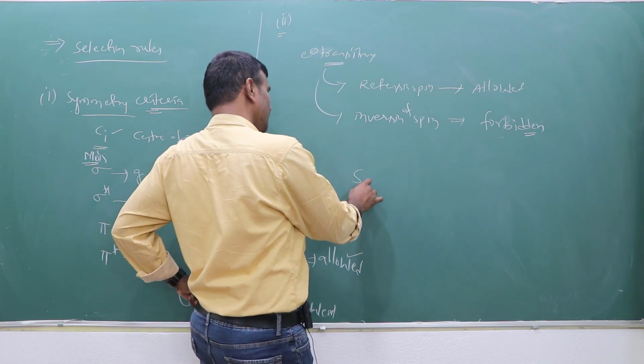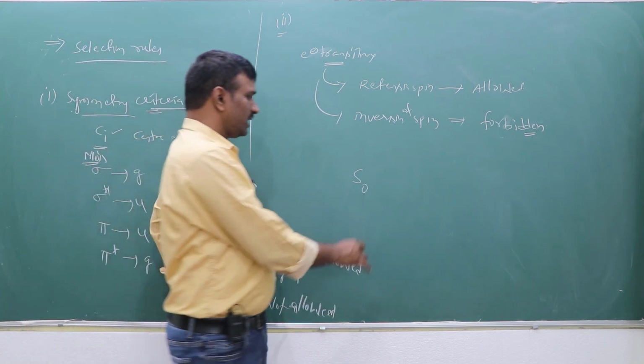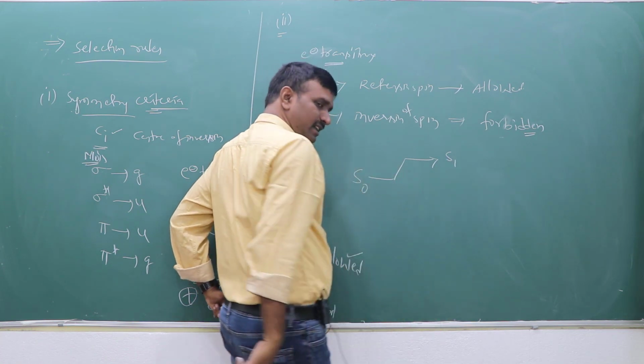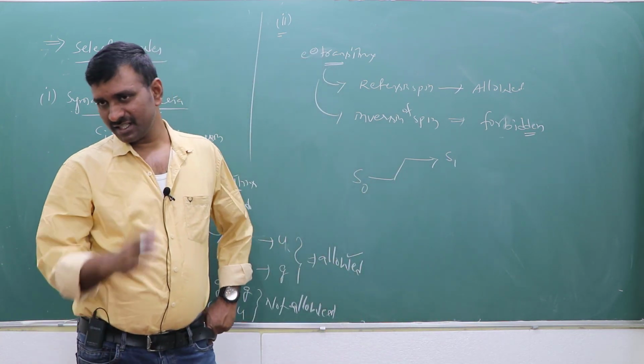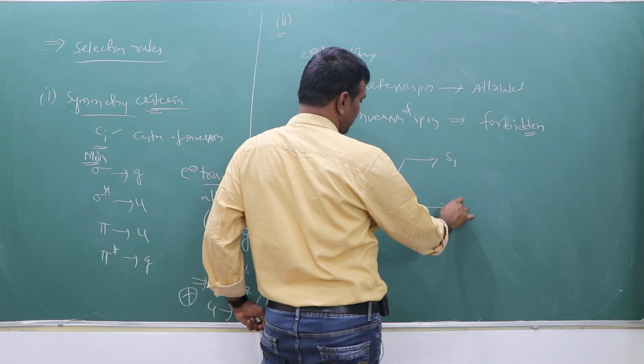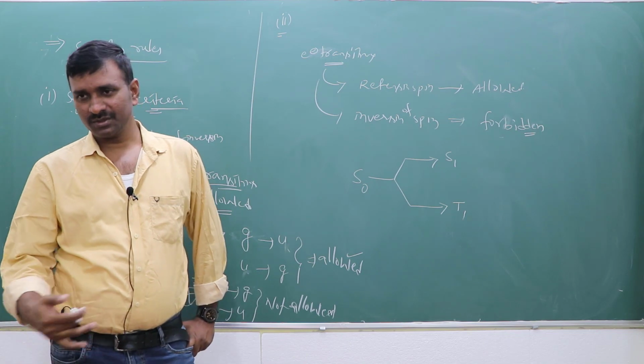That means before, the ground state is what? S naught. If retention of spin takes place, the same spin may be there. Suppose first excited, S1, second excited, S2, like that it may be there. And if inversion of spin takes place, which levels will be generated? T1, as we have just seen, T1, T2, like that.